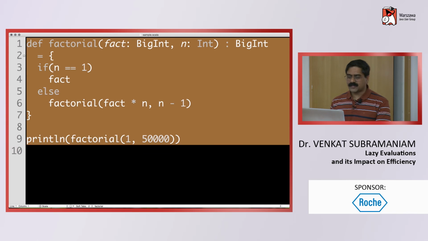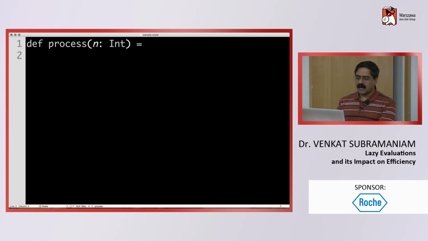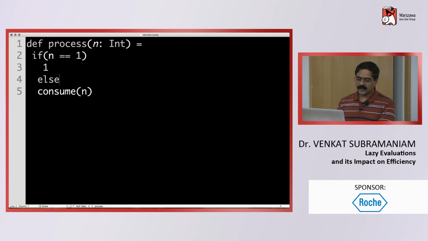But what if life is not that simple? It never is. So what if I have a process function, and the process function takes an integer value, and all I'm doing is calling, in this particular case, let's say, consume, and I'm going to pass the value of n. But I'm going to say if, let's say, n is equal to 1, return 1, otherwise go ahead and call the consume. This is a silly example I'm going to write to illustrate the point.